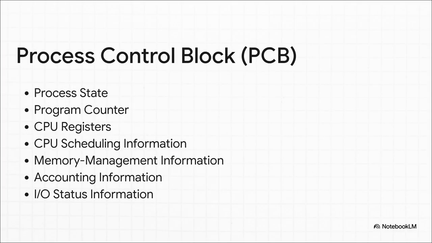So you have to wonder, how does the operating system keep track of hundreds of these things all at once? It uses something called a process control block, or PCB. The best way to think about it is like a detailed ID card or a manager's clipboard for every single process. It tracks everything, its state, its program counter, its memory usage, all of it.